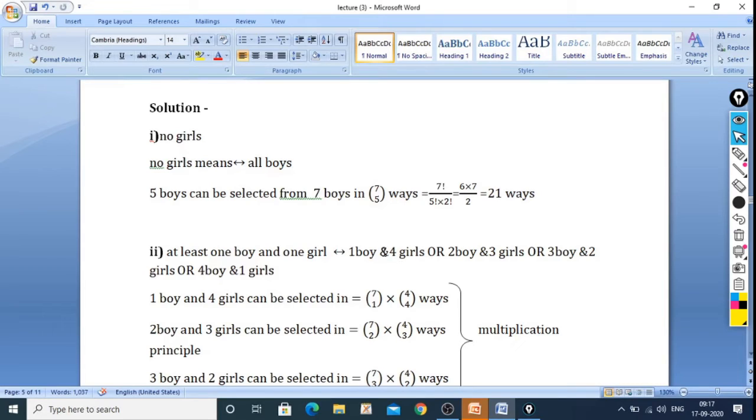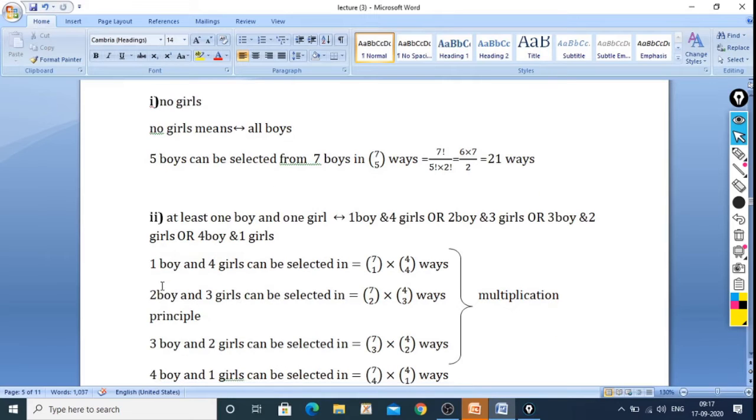Now here it is and in between. So whenever there is and, we should use multiplication principle, and whenever there is or, there we should use addition principle. So whenever there are some examples of at least or at most type, there we will have multiplication principle as well as addition principle, both we want to use. So here the first we will solve it partly, that is first part, that is 1 boy and 4 girls. So 1 boy and 4 girls can be selected in.